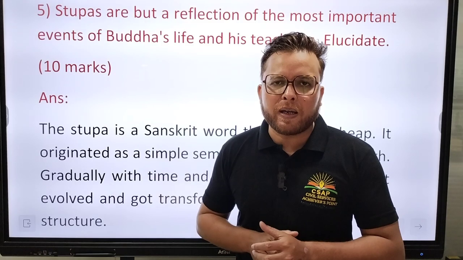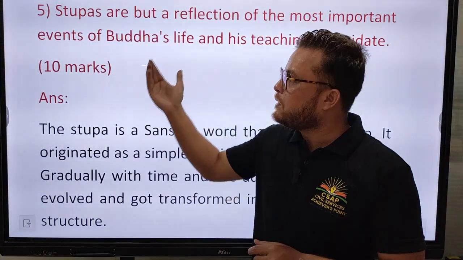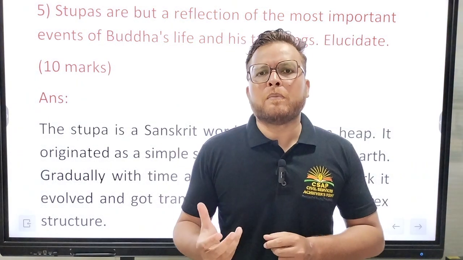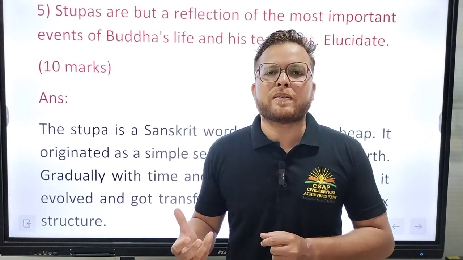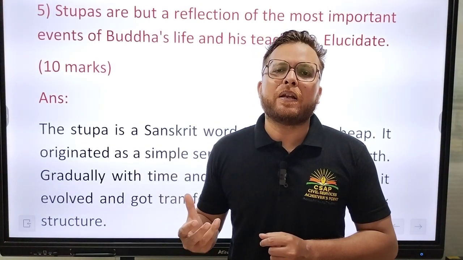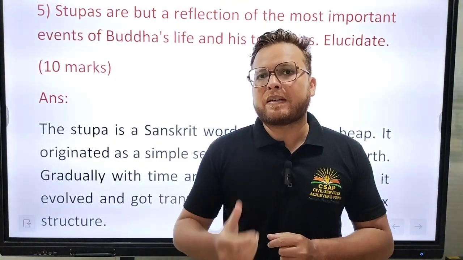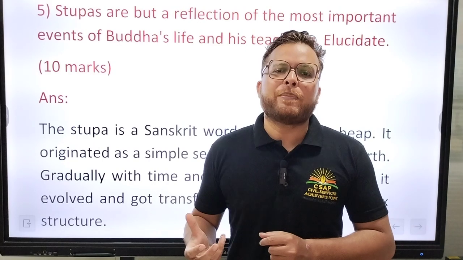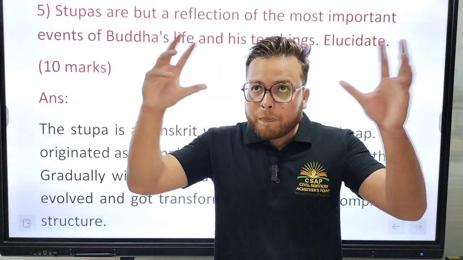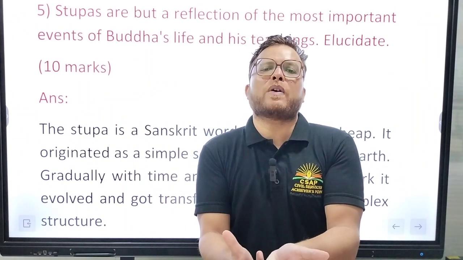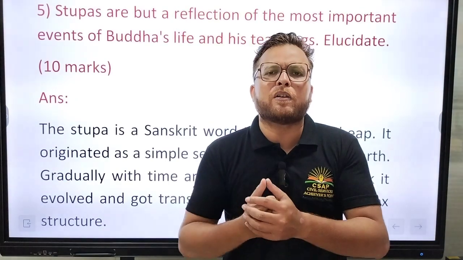For example, the Bodhi tree. So the Bodhi tree is another motif being used in stupas. The Bodhi tree reflects the enlightenment of Buddha. There was the use of the horse. Horse represents the Mahabhinishkraman, or the great departure of Buddha. Then, for example, the white elephant represented the birth of Buddha. The stupa itself, the structure, represents the Mahaparinibbana of Buddha, or the death of Buddha.